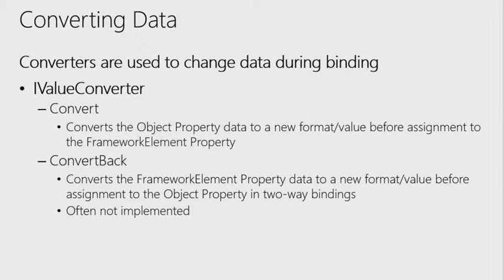Okay. ConvertBack works the other way. So if you have two-way binding, ConvertBack is used to take the value from the control and convert it back to how you want to represent it in the view model. So the first example would be I could convert true to yes, and ConvertBack would take yes and convert it back to true. Back to true because you might need it.